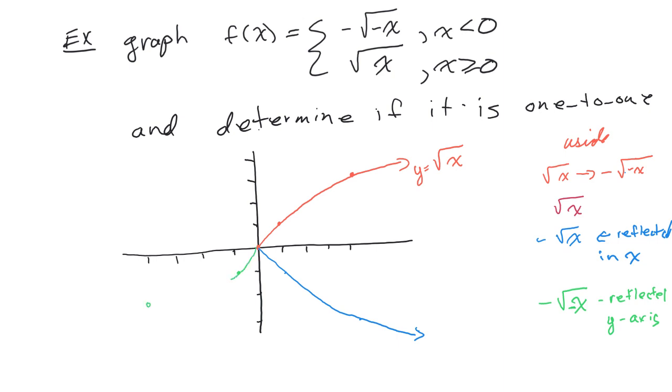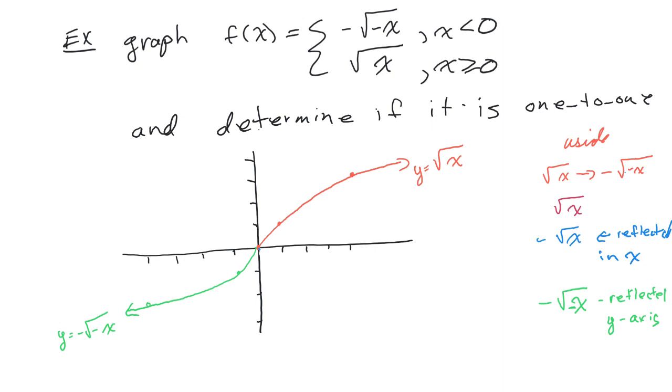And our graph looks like this. So that's what our final graph looks like. So it is y is equal to negative square root of negative x. So we've graphed it, and we're going to determine if this is 1-to-1. So this blue graph here can be erased. We don't need it because that's not what our final graph looks like.